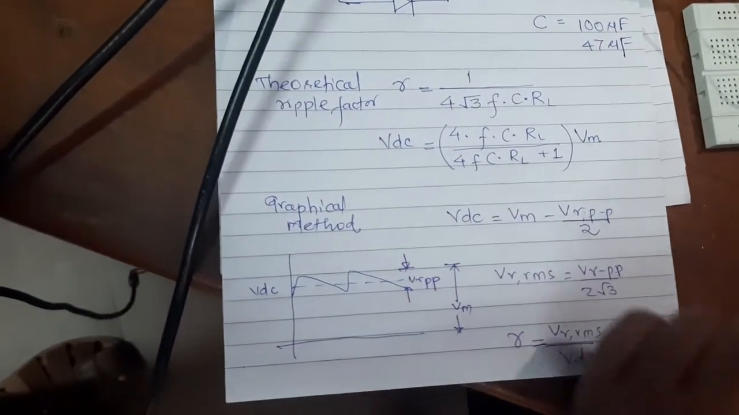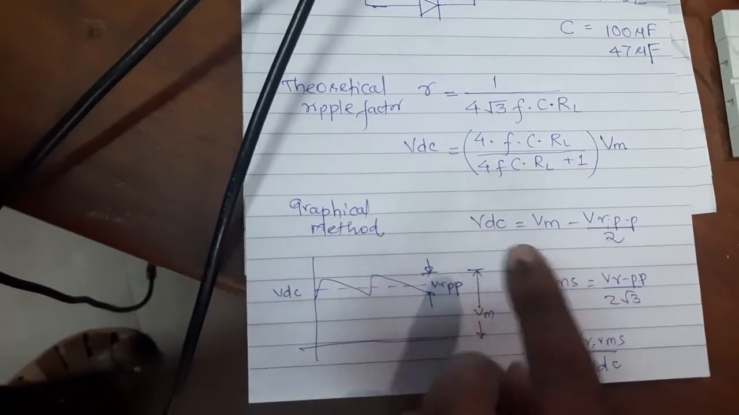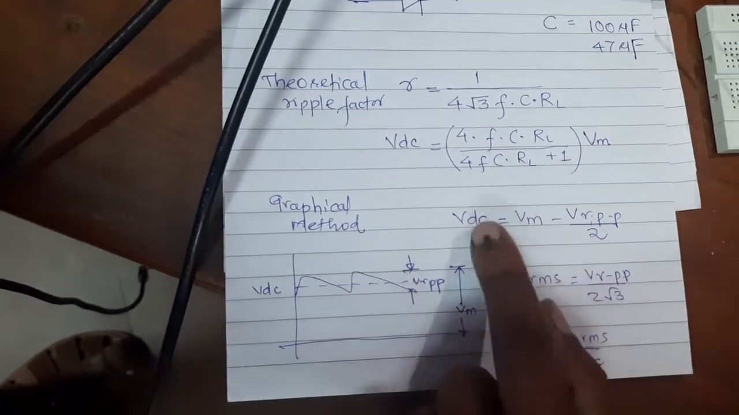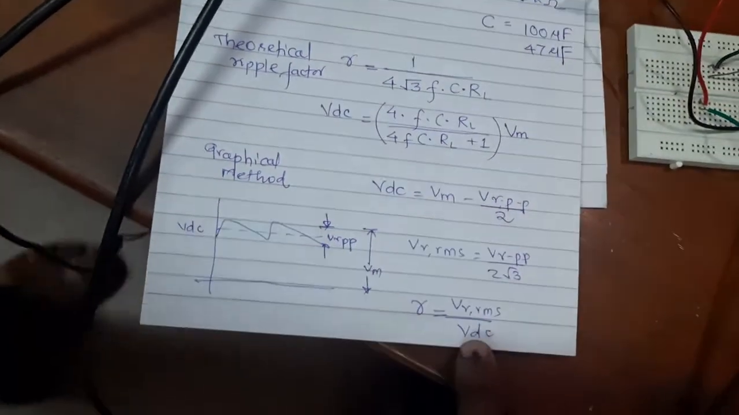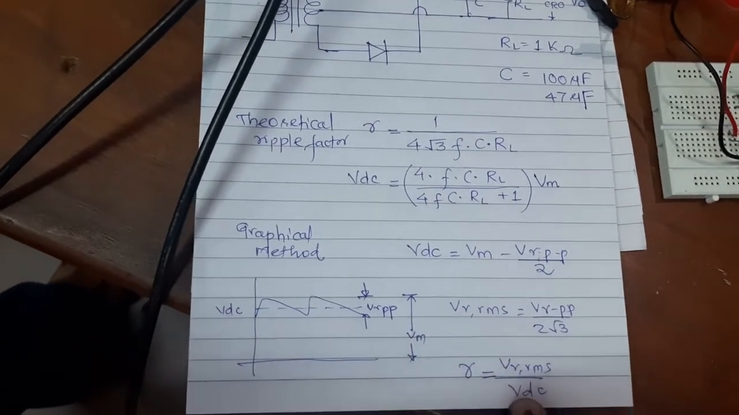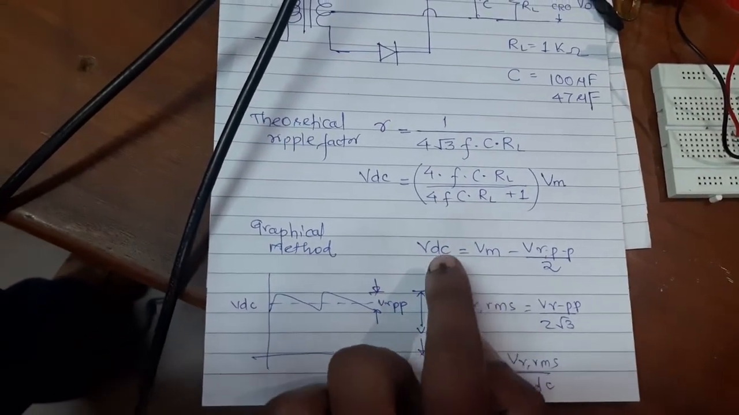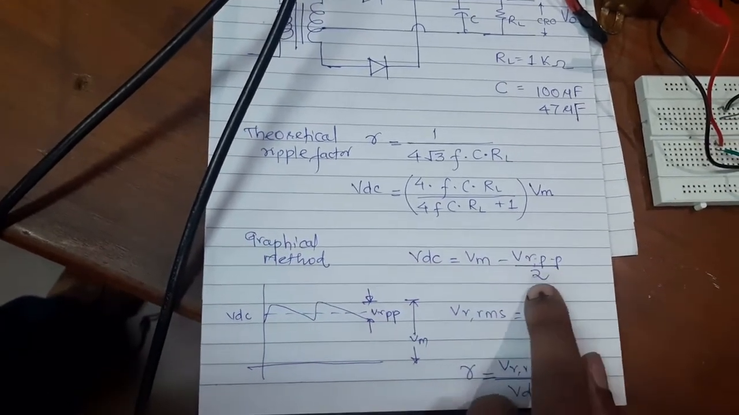So you note down this, what is VM. Next, I am talking about only practical values. If I want to find out, ripple is nothing but VRMS upon VDC. So you have to find out what is VRMS and what is VDC. To find VDC, it is nothing but VM minus VR peak to peak by 2.